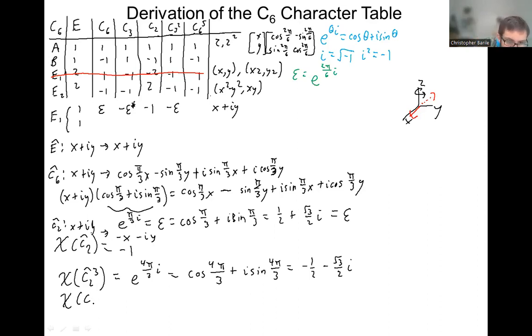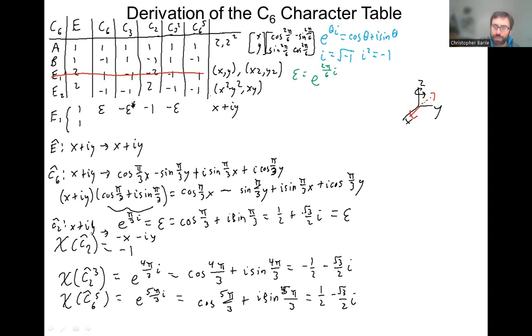And our last one is C6, 5 times. This is e to the 5 pi over 3. We have to go pi, we have to go another pi over 3. And so negative 60 degrees, that's taking us now 300 degrees. We're on the bottom right of our unit circle. Oops, 5 pi over 3. So this is going to be 1/2 minus sine of pi over 3 is negative root 3 over 2. This looks just like epsilon, but it's the complex conjugate. This was negative epsilon. This was the complex conjugate, right? Because just the imaginary part is the negative. So that goes in here.